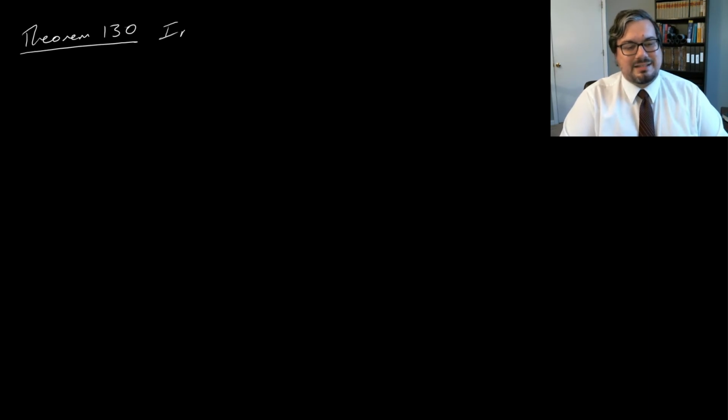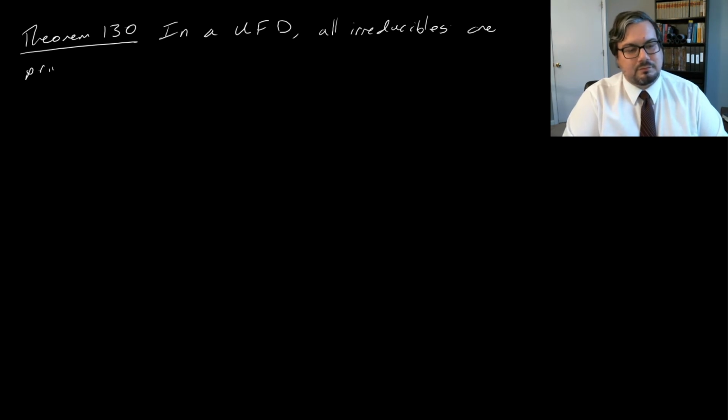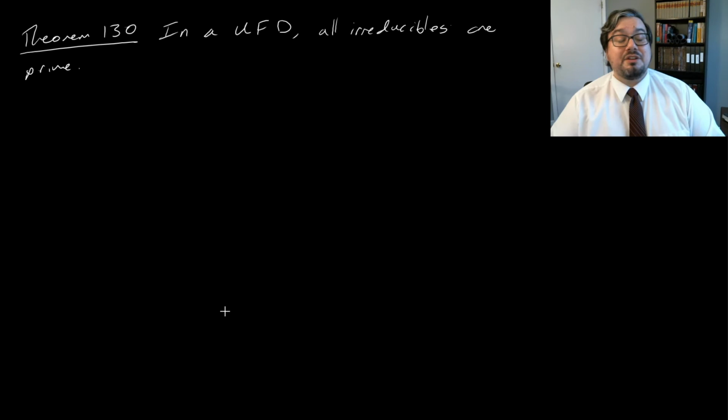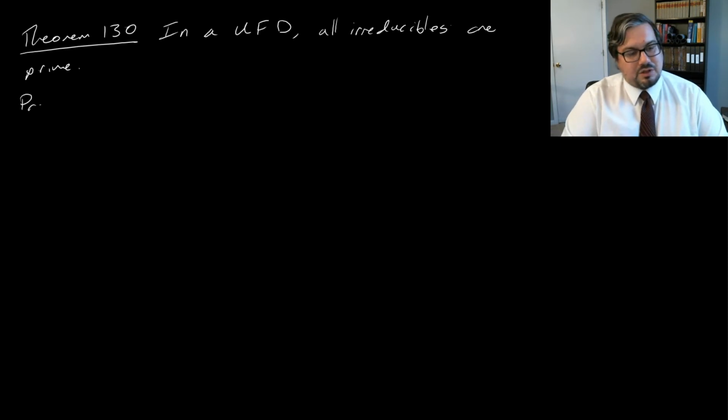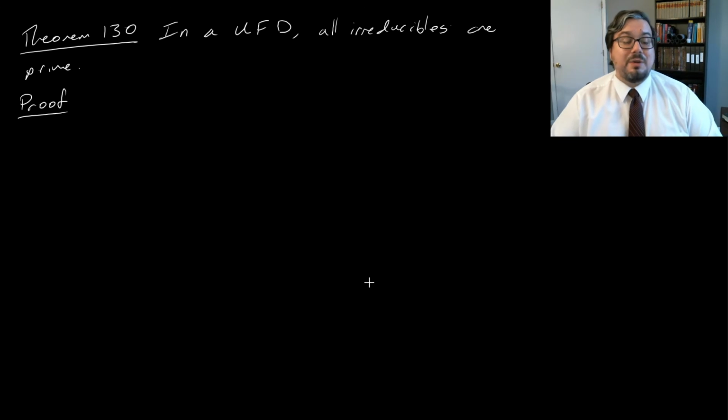All right, so let's do Theorem 130. Theorem 130 states that in a unique factorization domain, all irreducible elements are prime. We already know that all prime elements are irreducible, and Theorem 130 says that in a UFD, the inverse is also true. So in a UFD, irreducible elements and prime elements are the same.